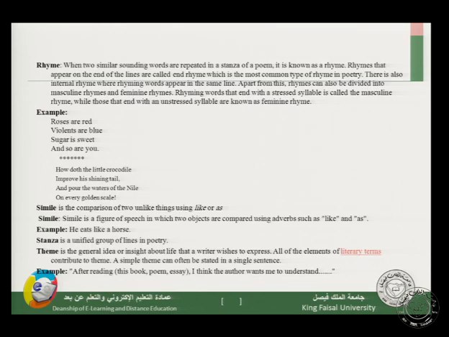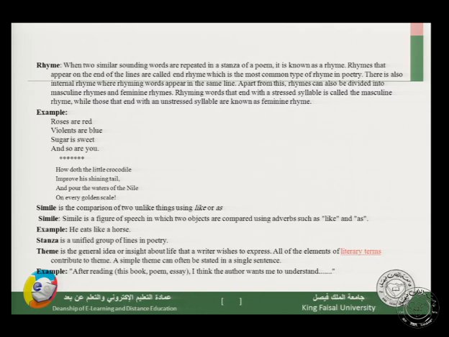Okay, here see the example on this page. We have roses are red, violets are blue, sugar is sweet, and so are you. Here we have blue, you. These are rhymed. We have blue, you, oo, oo.